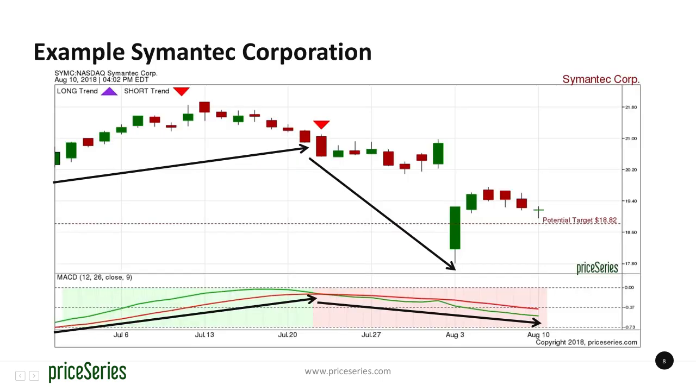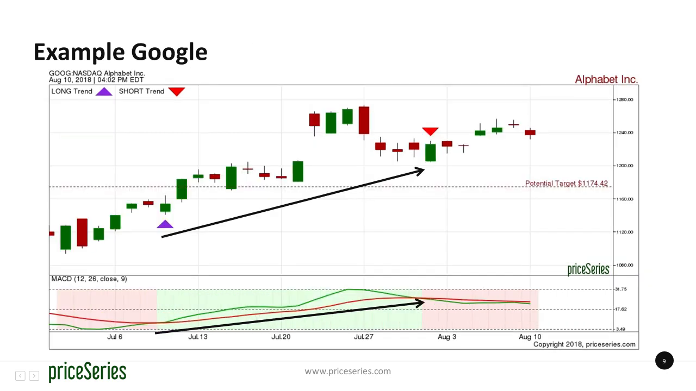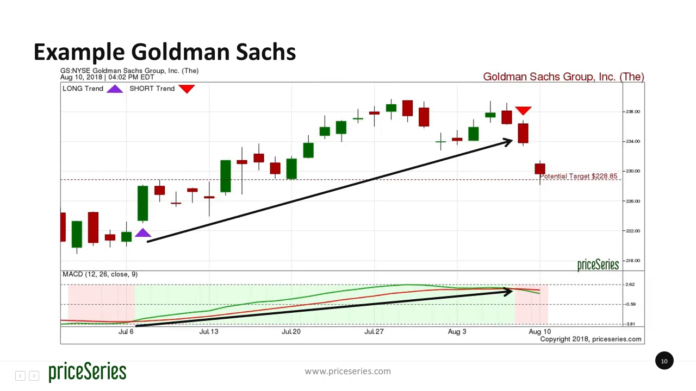Let's view an example of Symantec Corporation. The MACD indicator clearly indicates the direction of price movement. For the convenience of the trader, the indicator background is color-coded green and red. Green background stands for long trend, and red background stands for short trend. Here's an example of Google. Here's an example of Goldman Sachs.